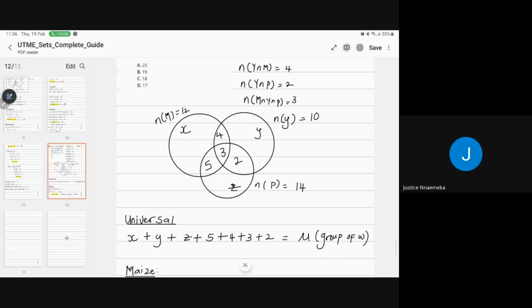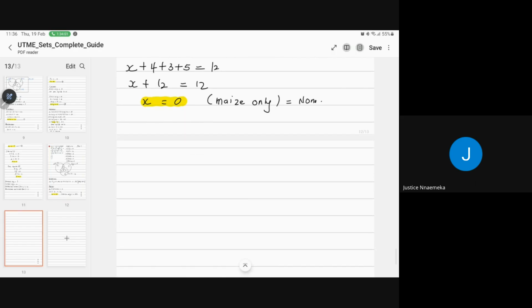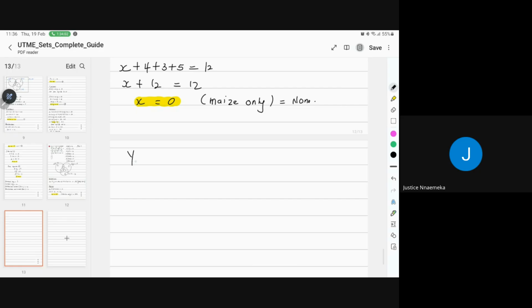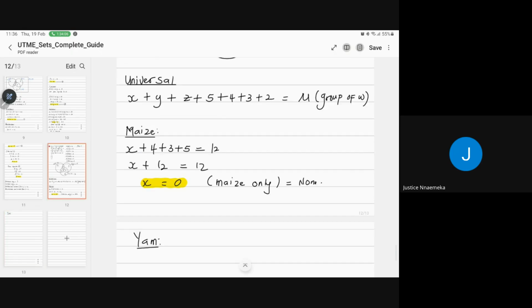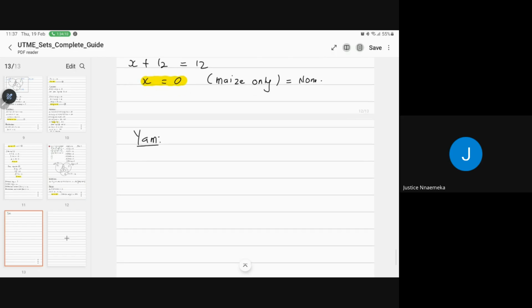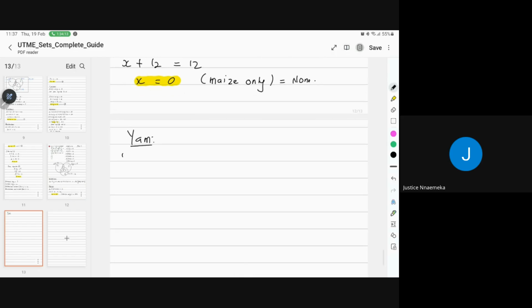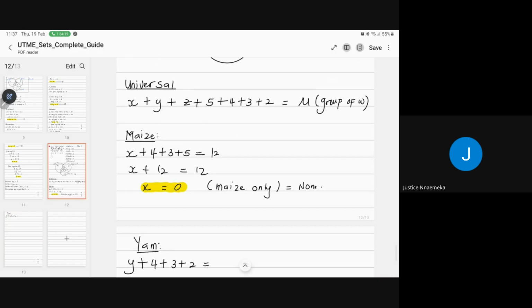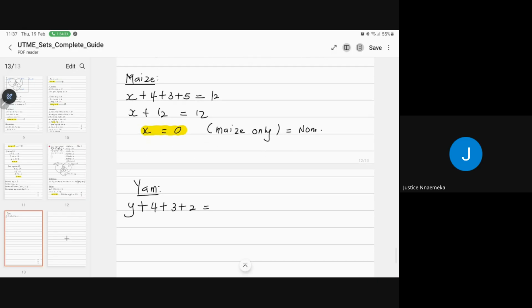Y happens to be for yam, right? So let's do it for yam. For yam, I have Y plus 4 plus 3 plus 2. You know, in the exam you don't have to be so detailed like me here. You can just get your answer. So the number of yam is equal to 10.